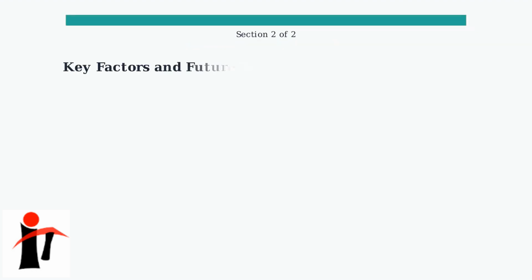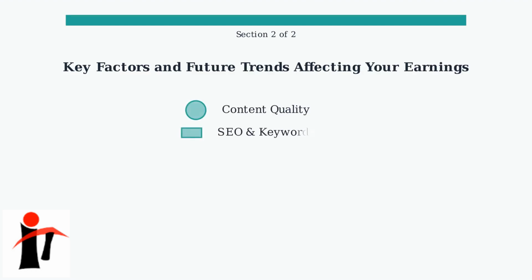Your earnings on Shutterstock depend on several key factors. First, content quality is crucial. High-quality, original work earns higher commissions.